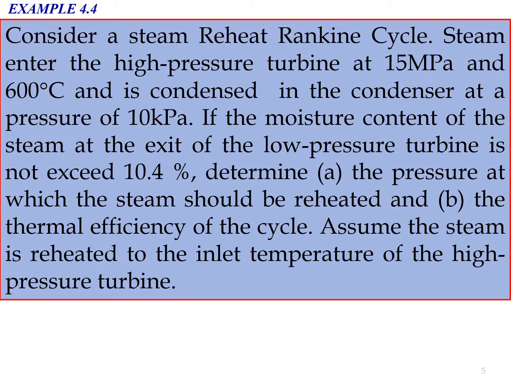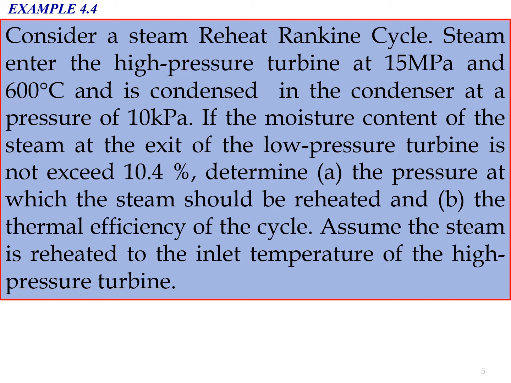So this is one example of the ideal reheat Rankine cycle. I will read the question first. Consider a steam reheat Rankine cycle. Steam enters the high pressure turbine at 50 MPa and 600 degrees Celsius and is condensed in the condenser at a pressure of 10 kPa. If the moisture content of the steam at the exit of the low pressure turbine does not exceed 10.4%, determine the pressure at which the steam should be reheated and the thermal efficiency of the cycle.